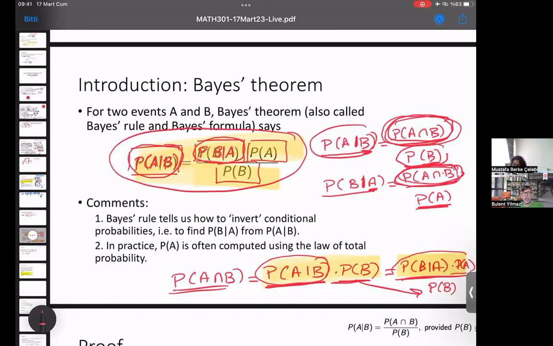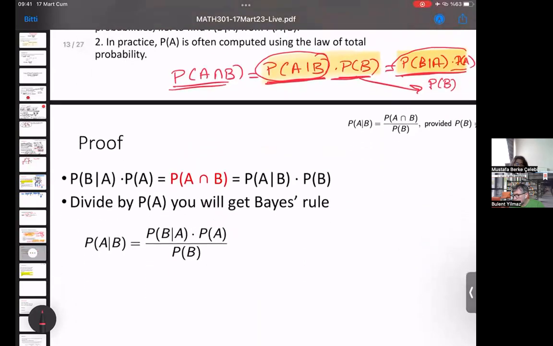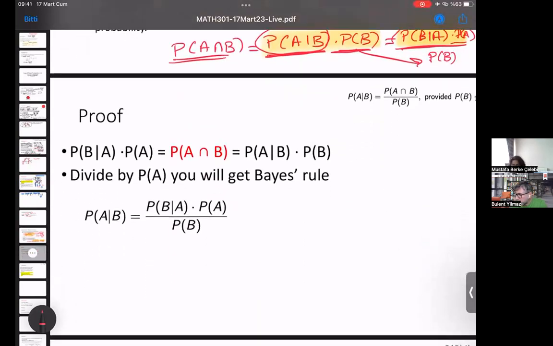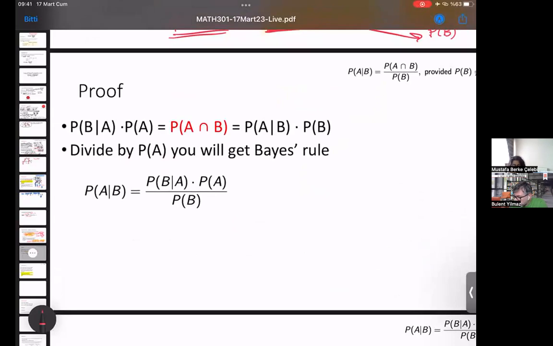Okay, is this clear, guys? So that's the trick. Let me talk about the formulation once again. I know this, and I would like to find out the other way around. Again, you see this A is down here. I'm going to multiply with this thing next to it, and this B will always be down. Okay, because A given B is going to be over B event.